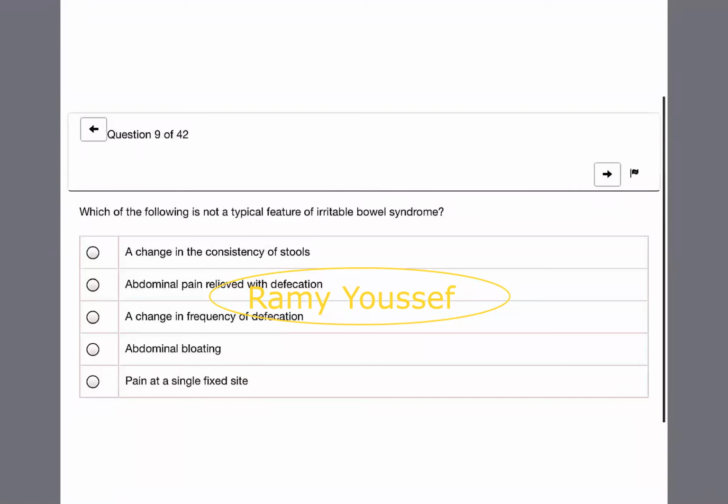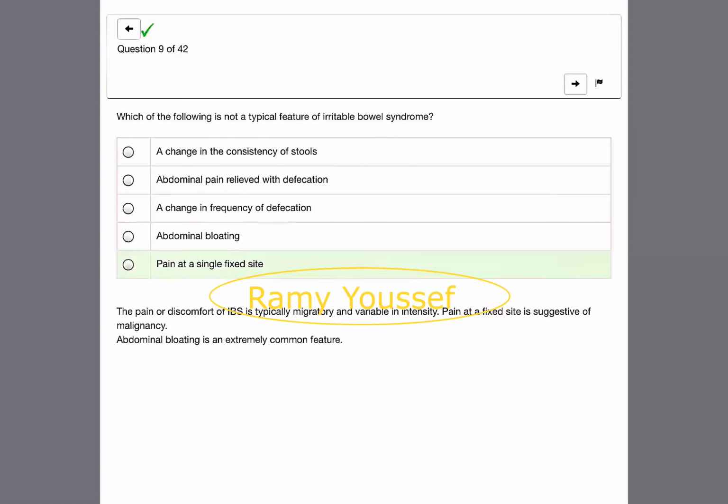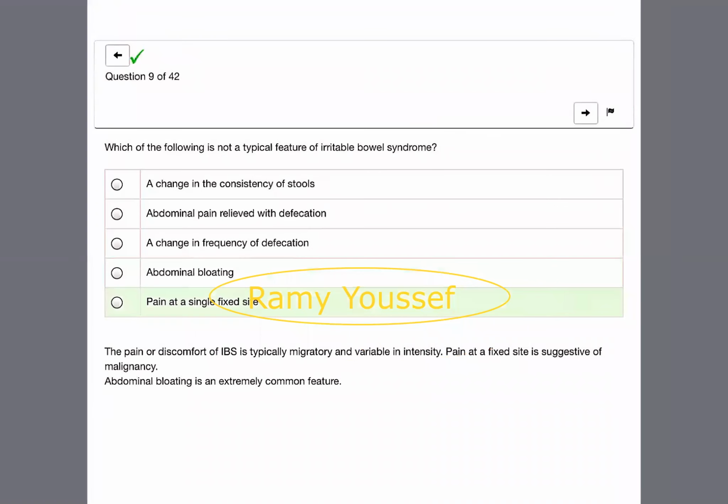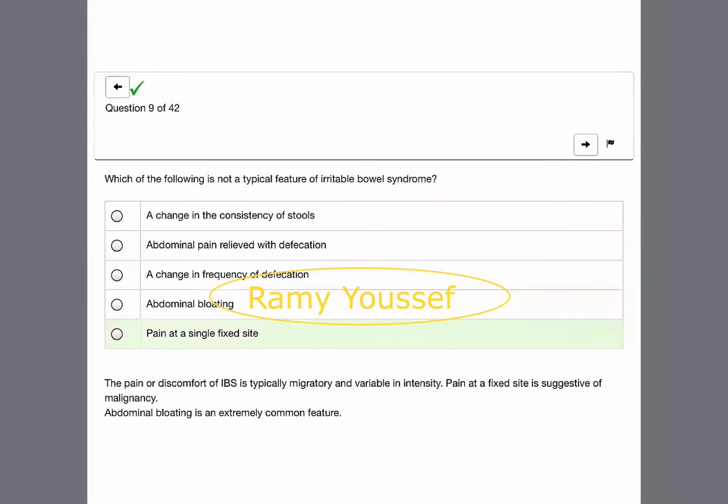Which of the following is not a typical feature of irritable bowel syndrome? Change in consistency of stool, abdominal pain relieved with defecation, change in frequency of defecation, abdominal bloating, pain at a single fixed site. I think pain at a single fixed site. Irritable bowel syndrome is most commonly migratory, not at a specific site. Exactly. It's a generalized abdominal discomfort, maybe sometimes associated with pain. And the pain, we just answered it in the last question. The pain is not in the right iliac or left iliac fossa or something like this. Okay?